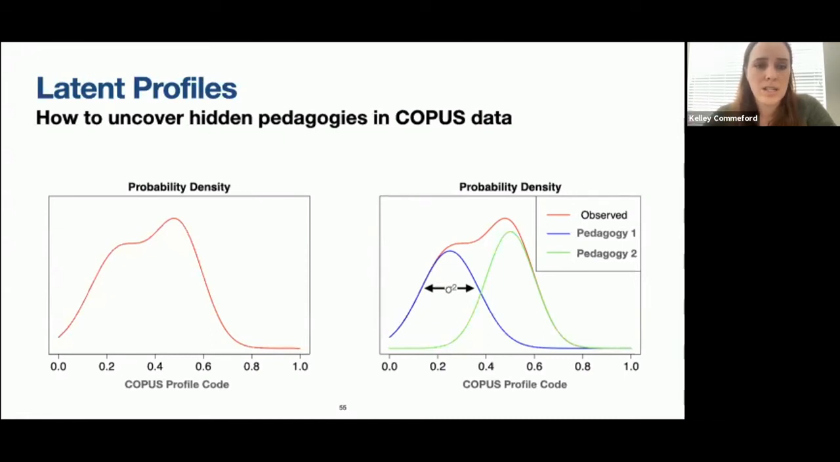So this is a 1D example. In our case, the variable is that COPUS profile code that ranges from 0 to 1. So that's the percentage of class time. And then we want to pick out the groups, which are going to be our pedagogies.